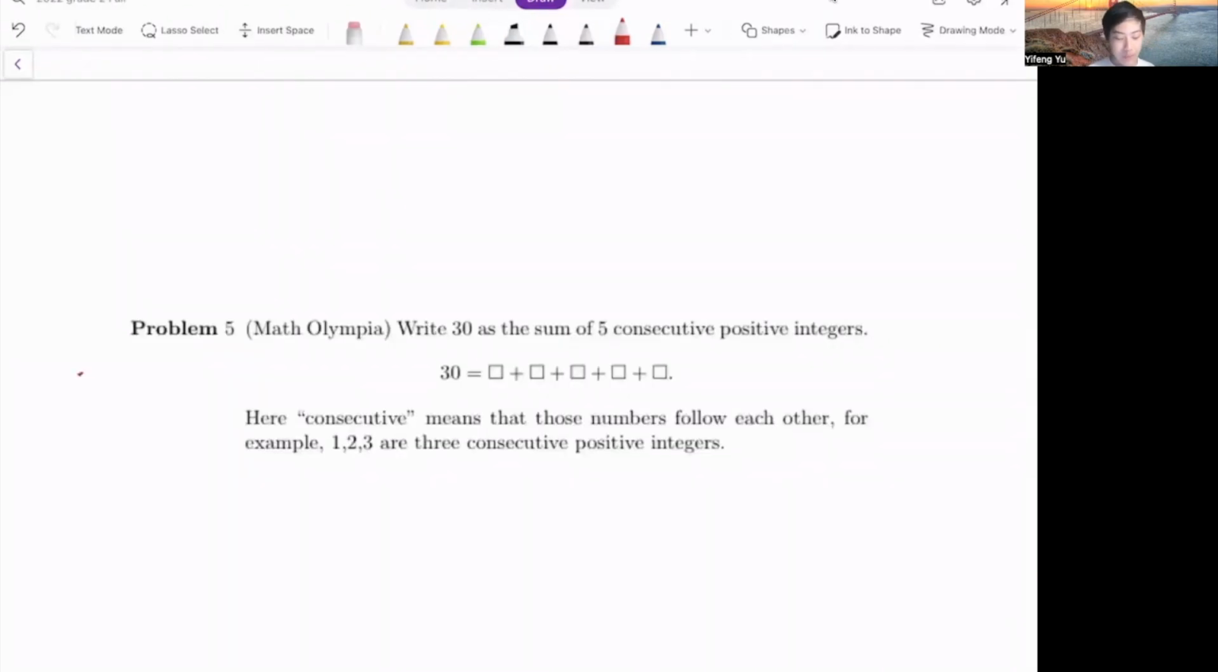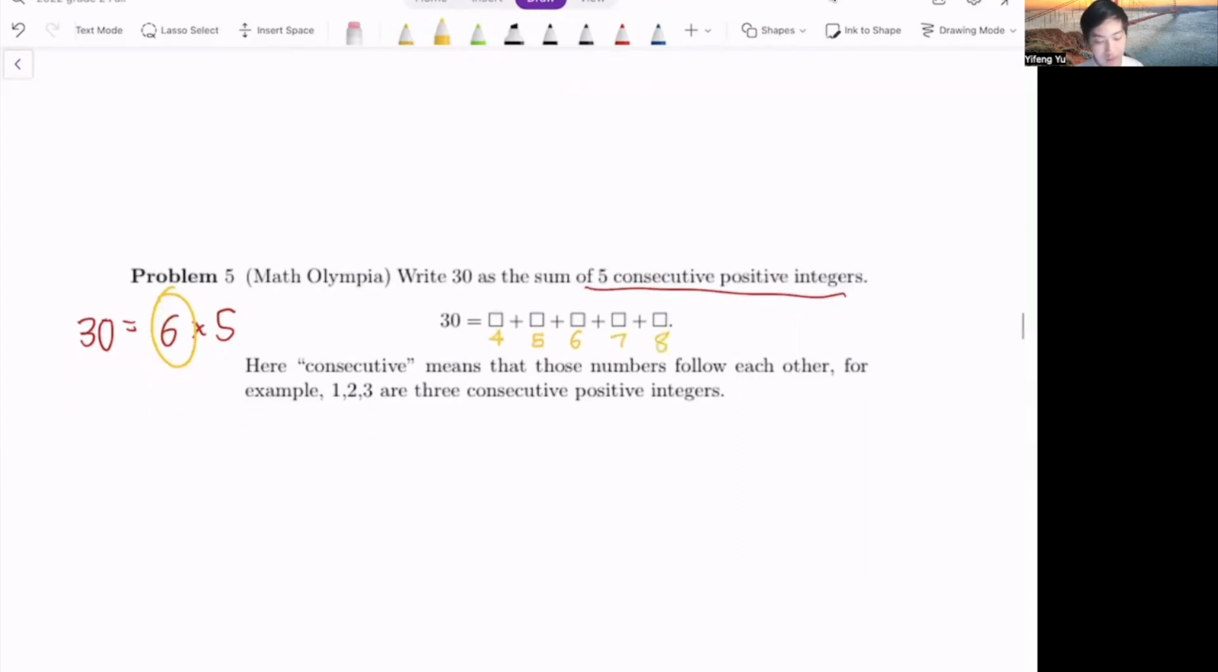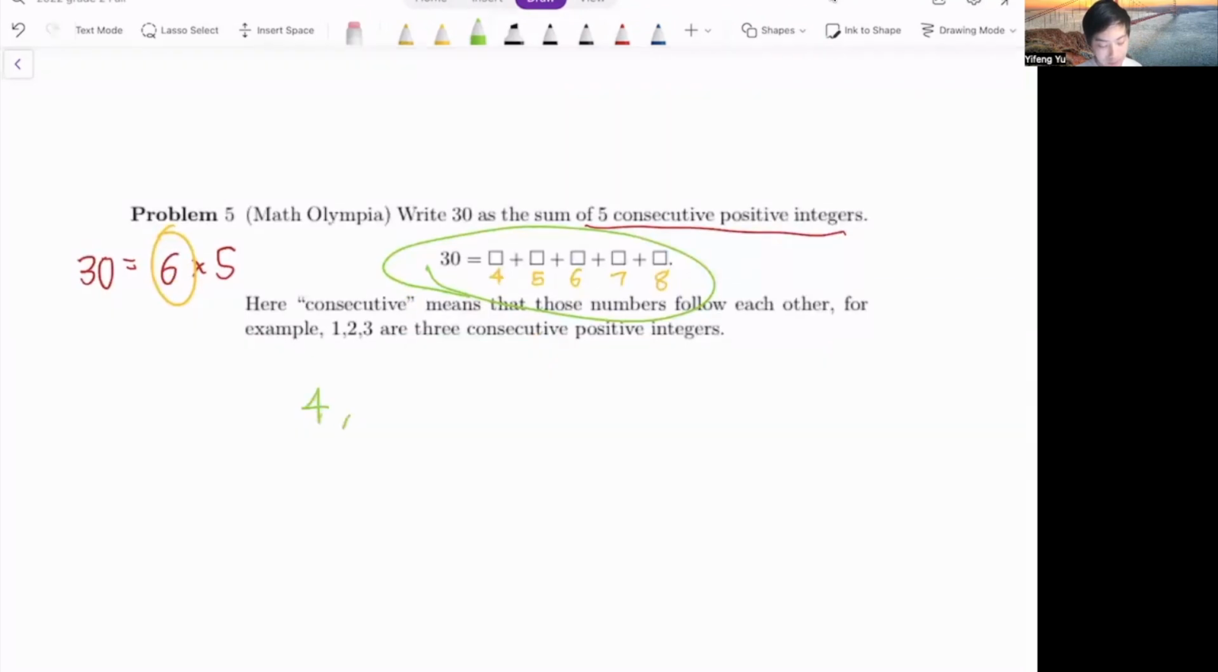So we get that 30 equals 6 times 5, right? And since there are 5 consecutive positive integers, we know that these numbers must be close to the number 6. So let's just set 6 as the middle number. And then on each of these sides, we minus 1 and plus 1. And if we add all of these numbers together, we get 30. So that is your setup. 4, 5, 6, 7, 8. This is equal to 30.